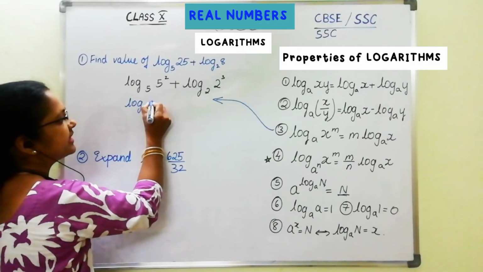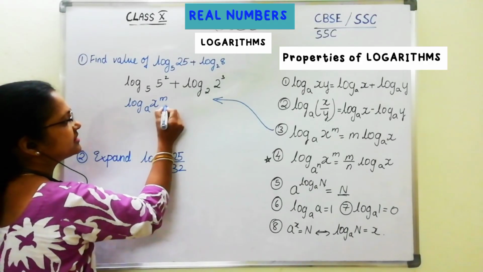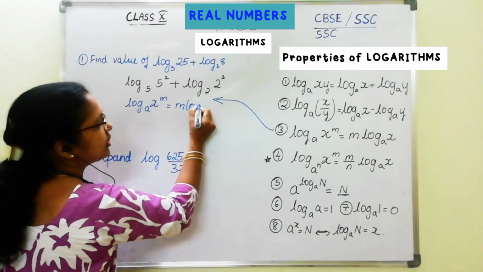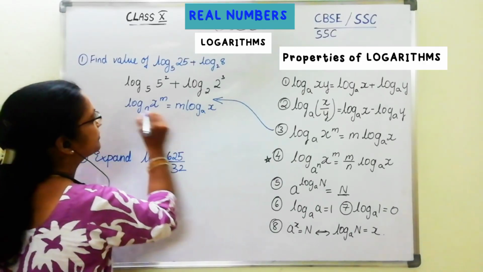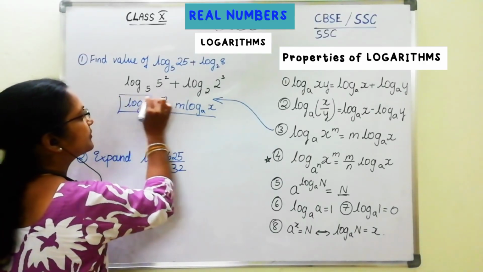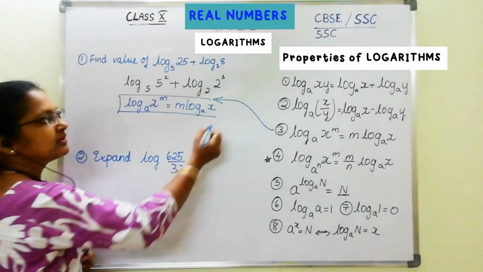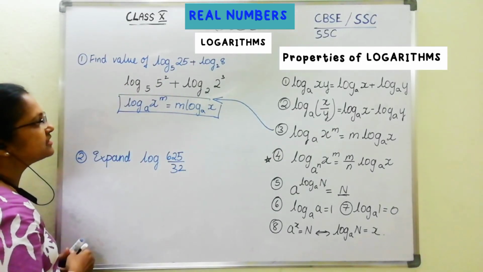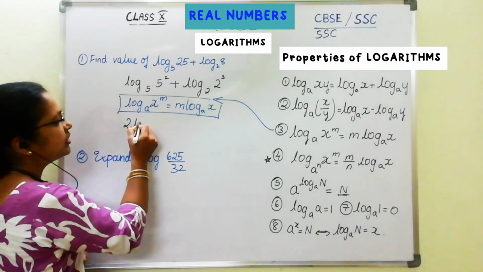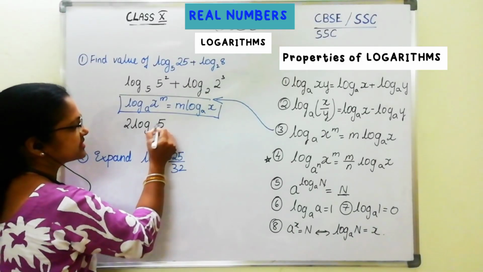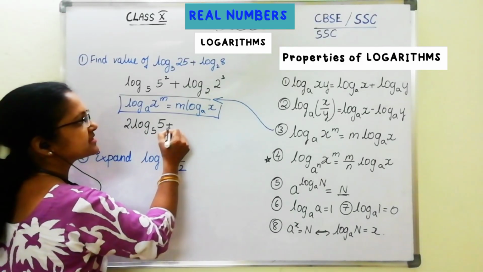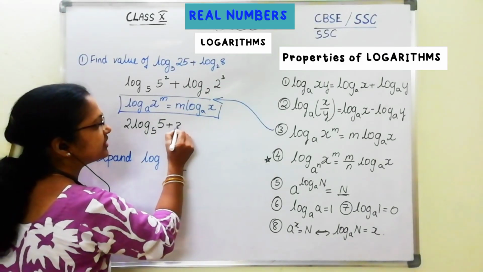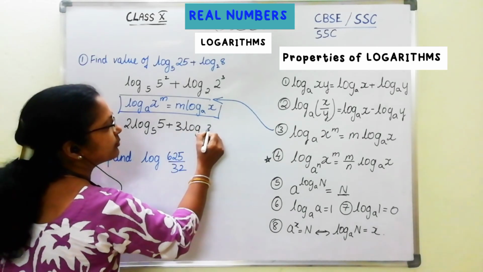So log x power m base a is equal to m log x base a. This formula. According to this formula, the power comes to the left side. So we write it as 2 log 5 base 5 plus this power comes this side, so 3 log 2 base 2.